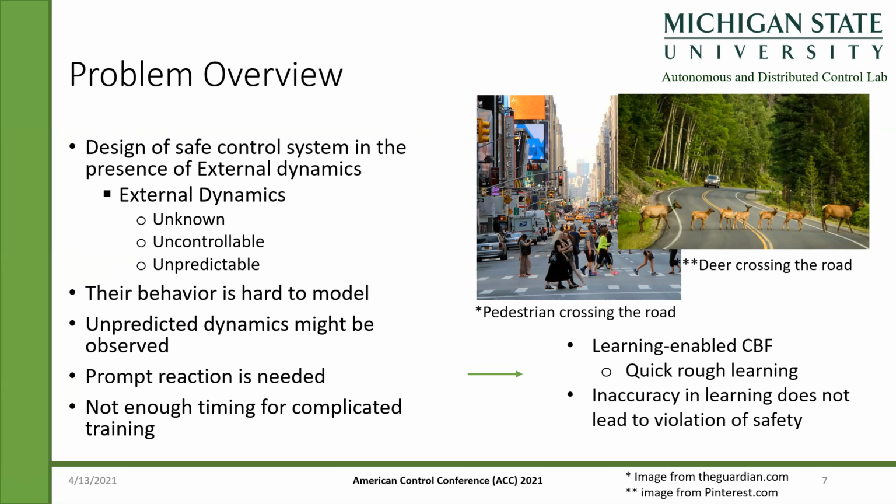The other challenge is that prompt reaction is needed. We don't have enough time for complicated online training. So the motivation here is that we would like to have a learning-enabled barrier function, but we want to make sure that even if we have a quick, rough learning scheme, this inaccuracy doesn't lead to violation of safety.